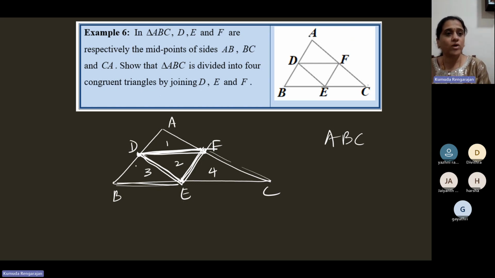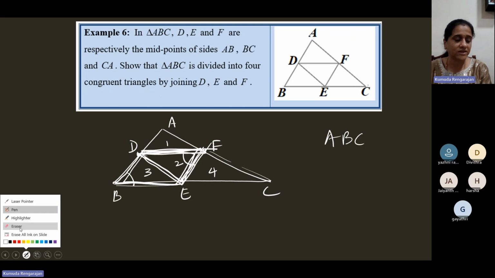Let's begin. So what you have to do is prove that this one is a parallelogram. When you prove it's a parallelogram, opposite angles are equal. Opposite angles are equal. Let's first prove that it's a parallelogram.